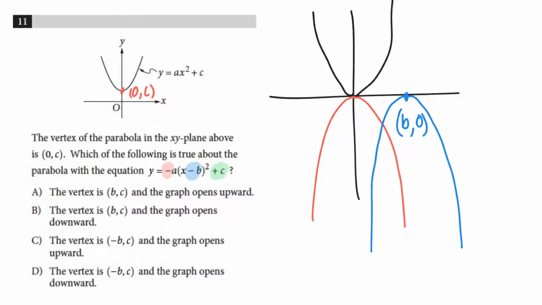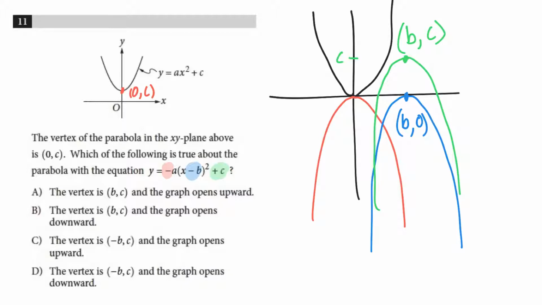This plus c. That plus c is going to shift the graph up c units. So we came up c units, and this is c, so our new vertex is going to be here. And the vertex will be at b, comma, c. Okay? Alright, so in green, that's our final graph.